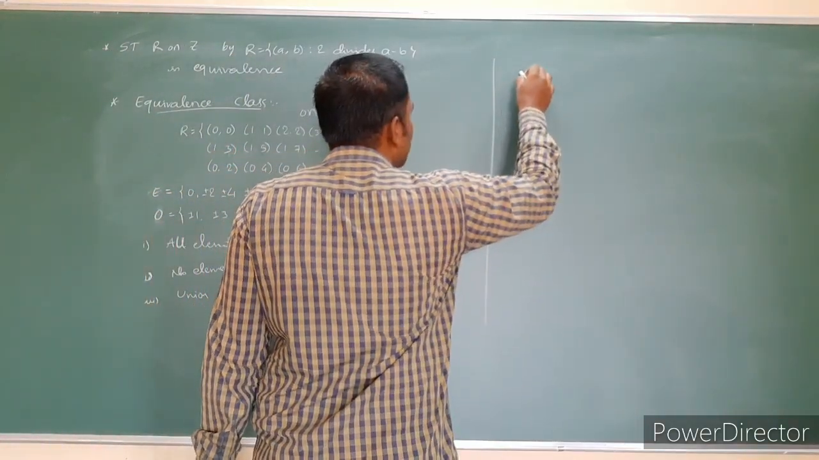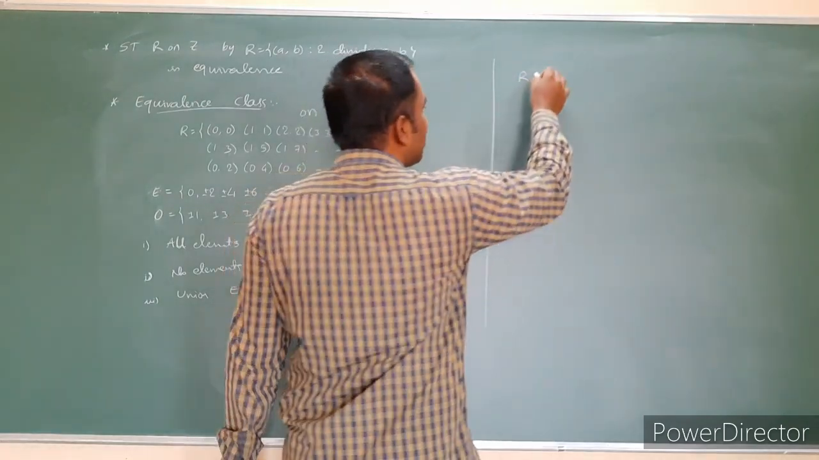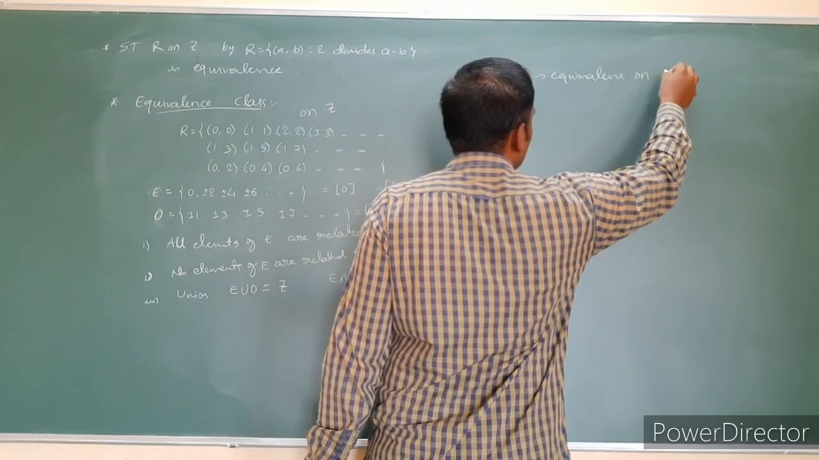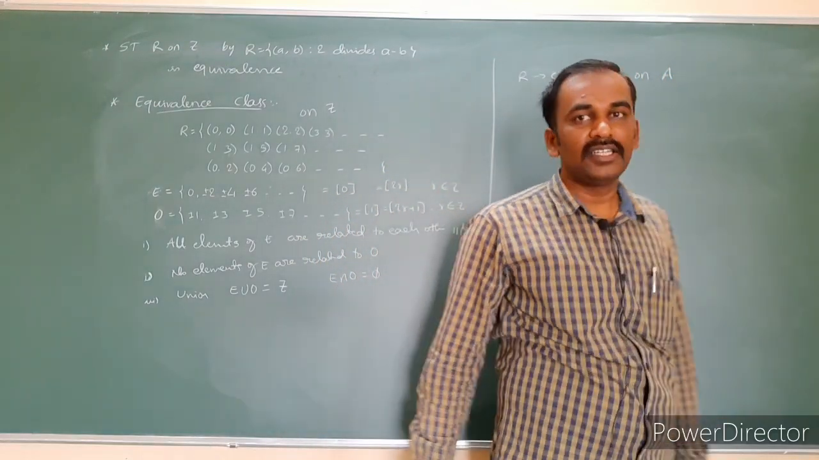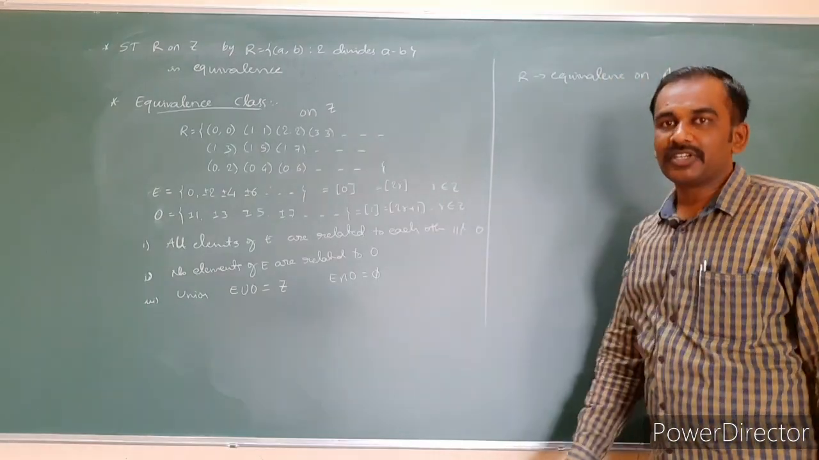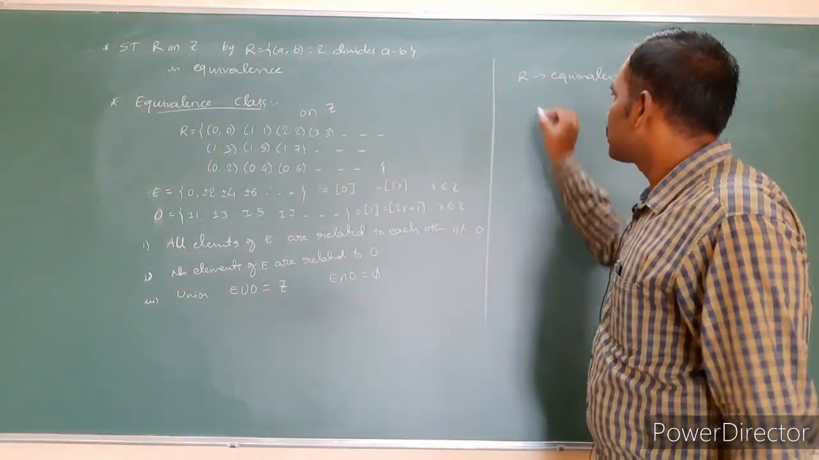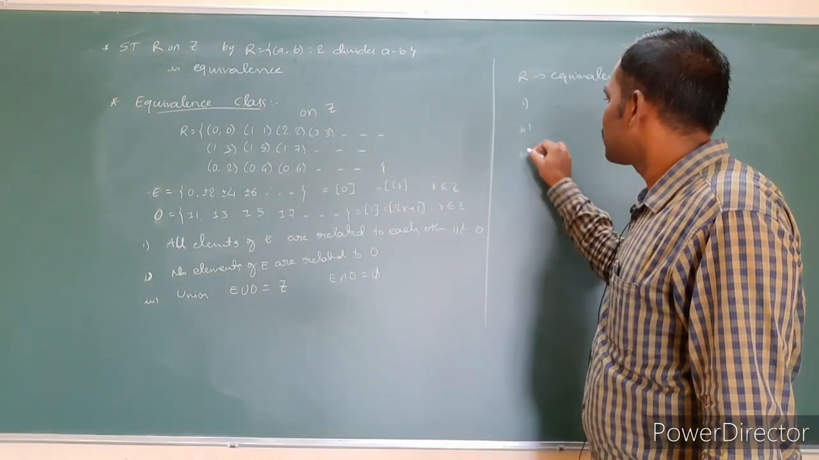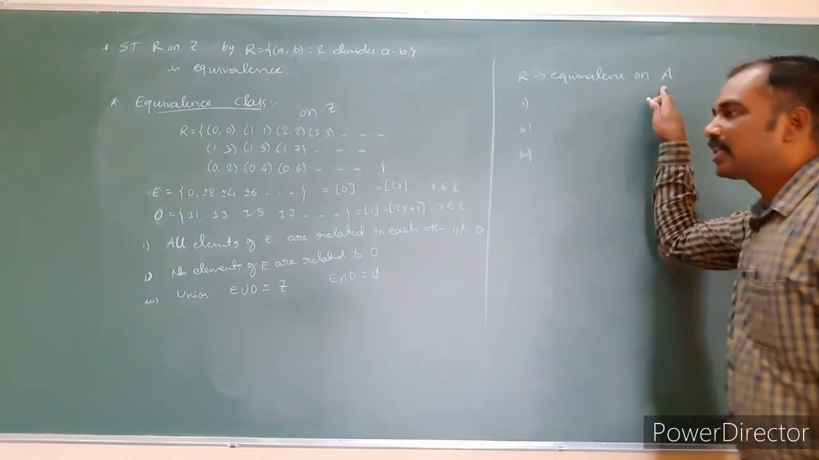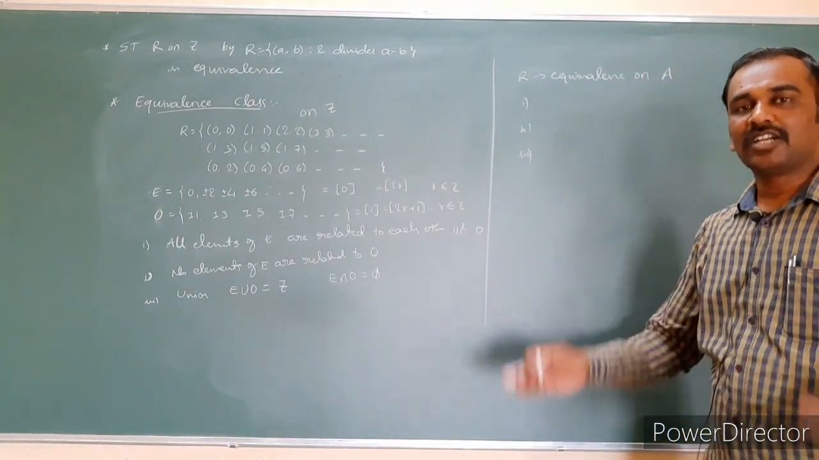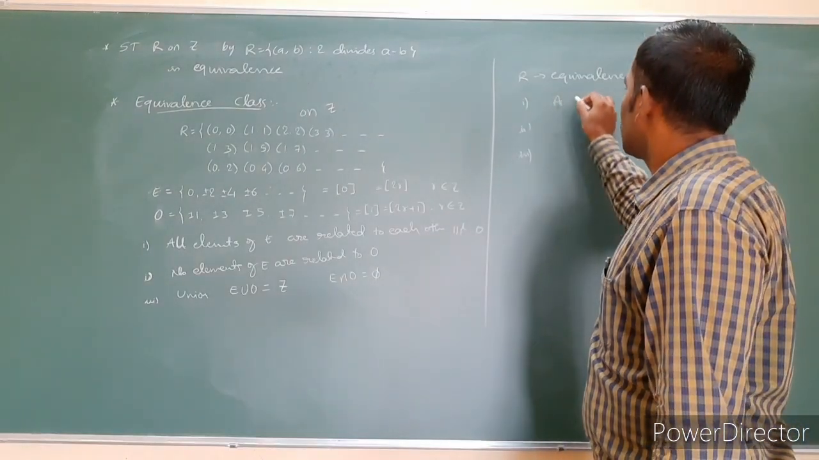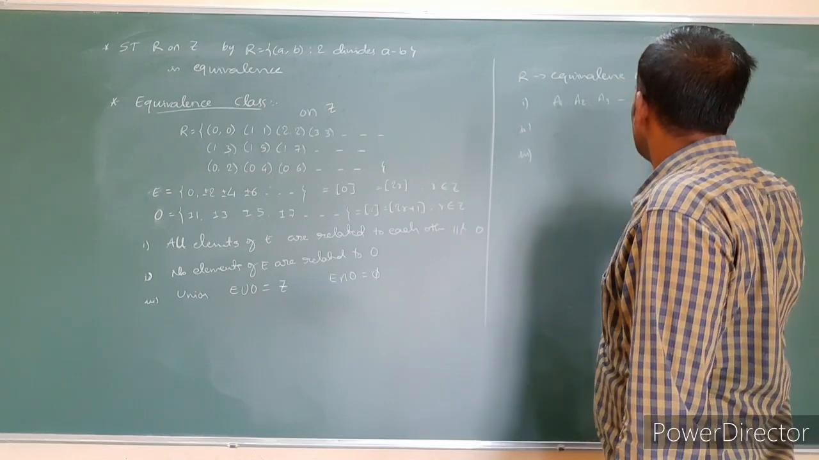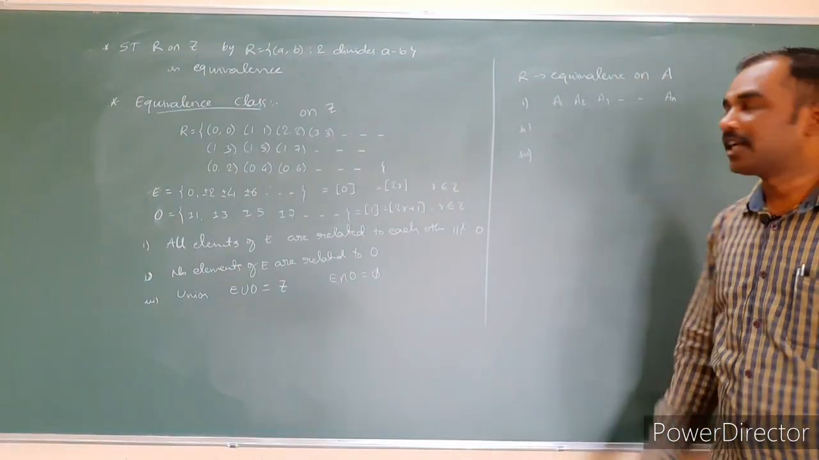In general, to say that R is an equivalence relation on a particular set A, we need to find the equivalence classes, provided that three conditions are satisfied. First, the whole set A can be divided into n number of subsets: A1, A2, A3, and so on.